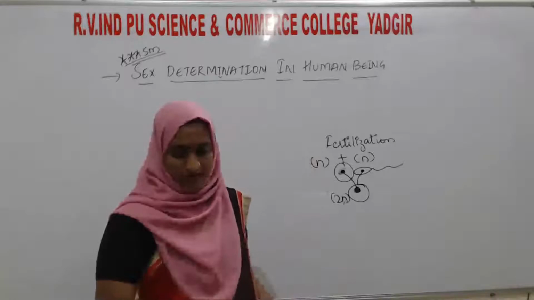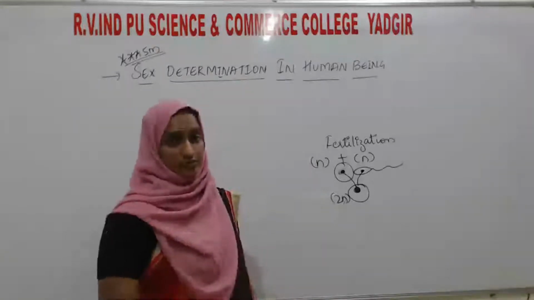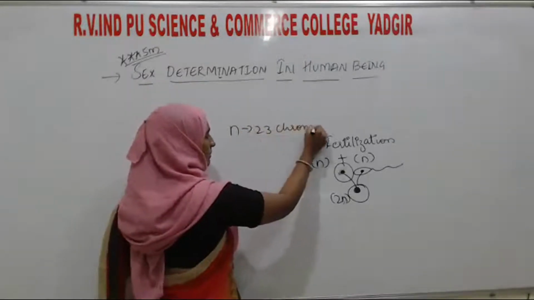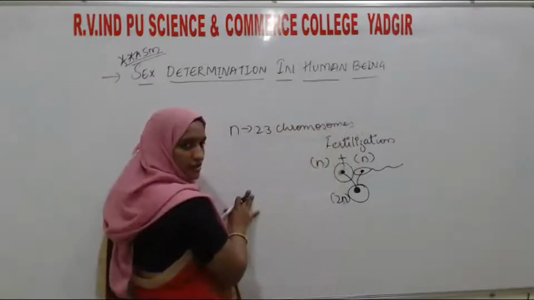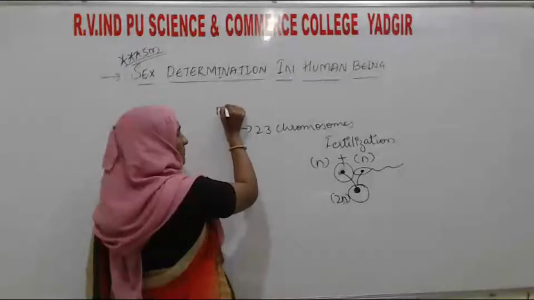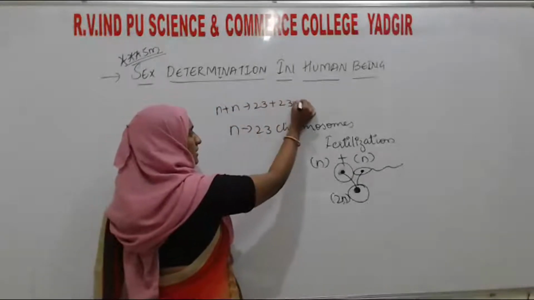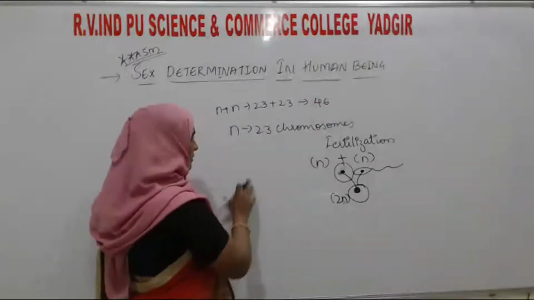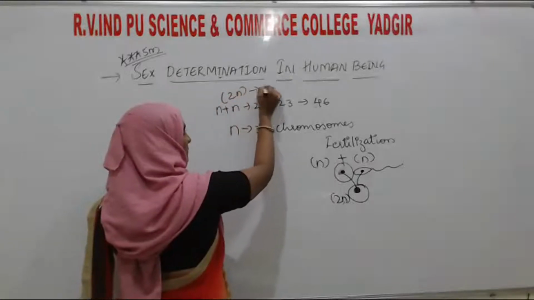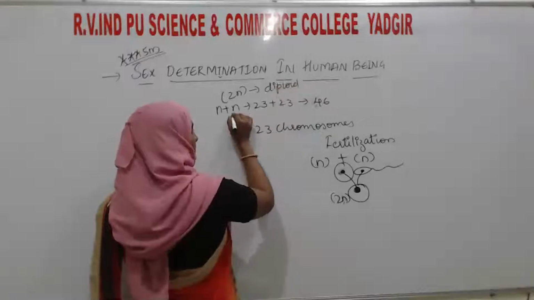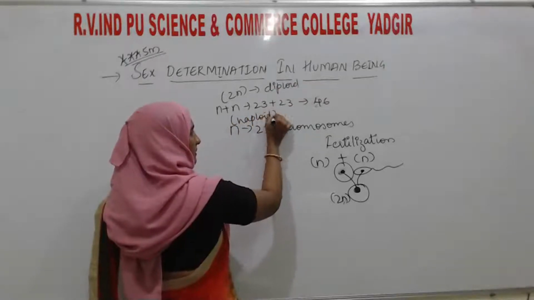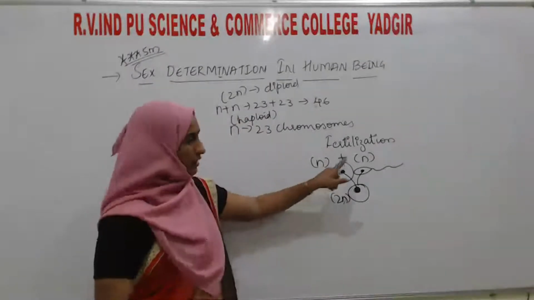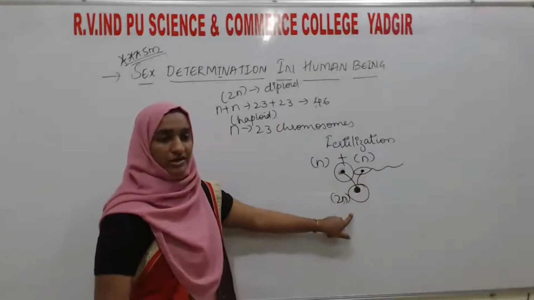So how is it decided? You know the chromosomes. One set means haploid, which means 23 chromosomes. Diploid means n plus n, 23 plus 23, that is 46 chromosomes. This we can call diploid, and this we can call haploid. So here one haploid ovum or haploid cell fuses with another haploid cell to form the diploid zygote.